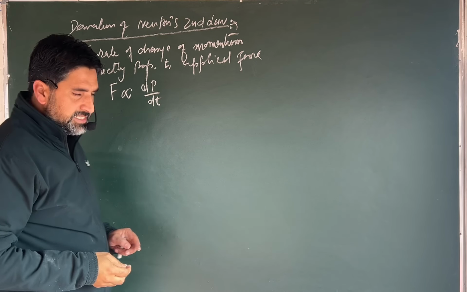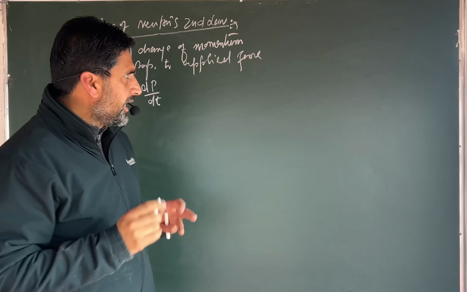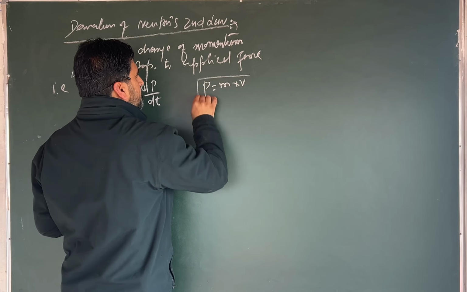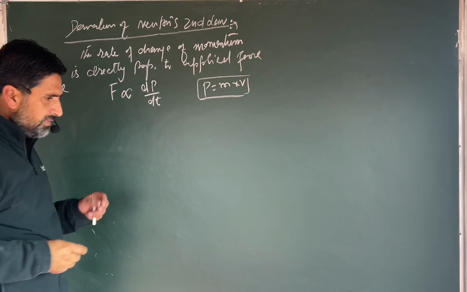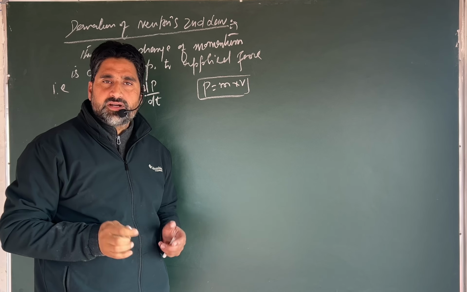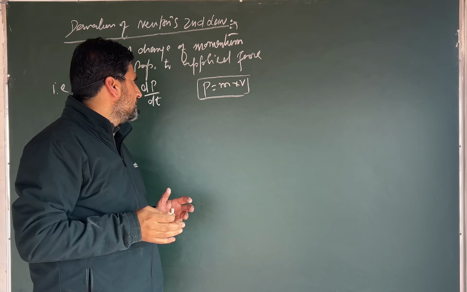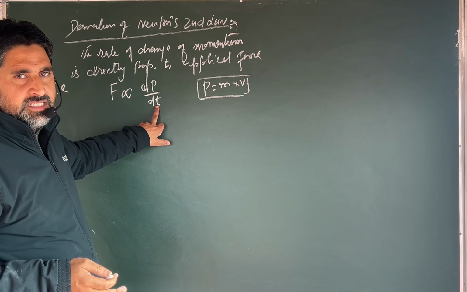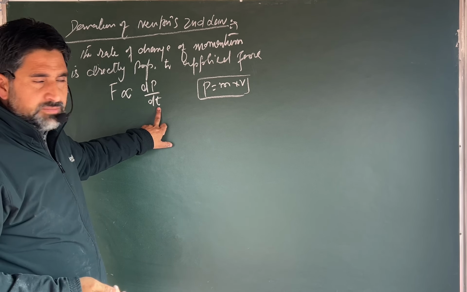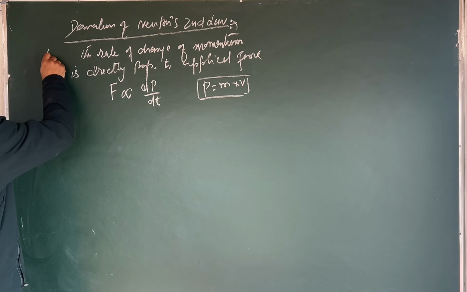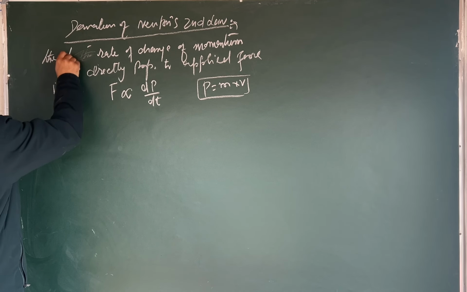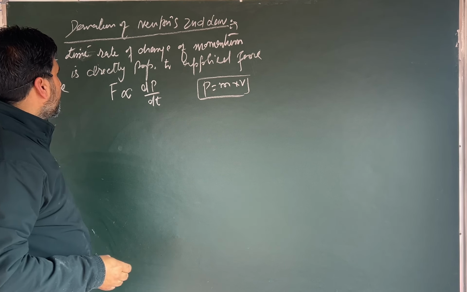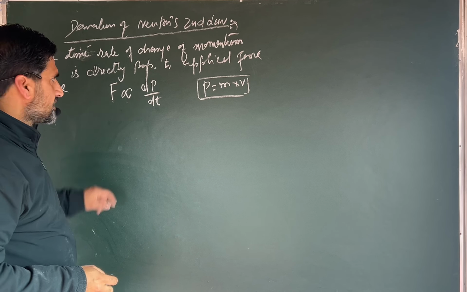This dp by dt is the rate of change of momentum, and you know well that momentum is the product of mass into velocity. You might have read in momentum that is a product of mass and velocity. And the change in momentum with respect to time is called time rate of change of momentum. You can also write here the time rate of change of momentum is directly proportional to the applied force, that's external force.